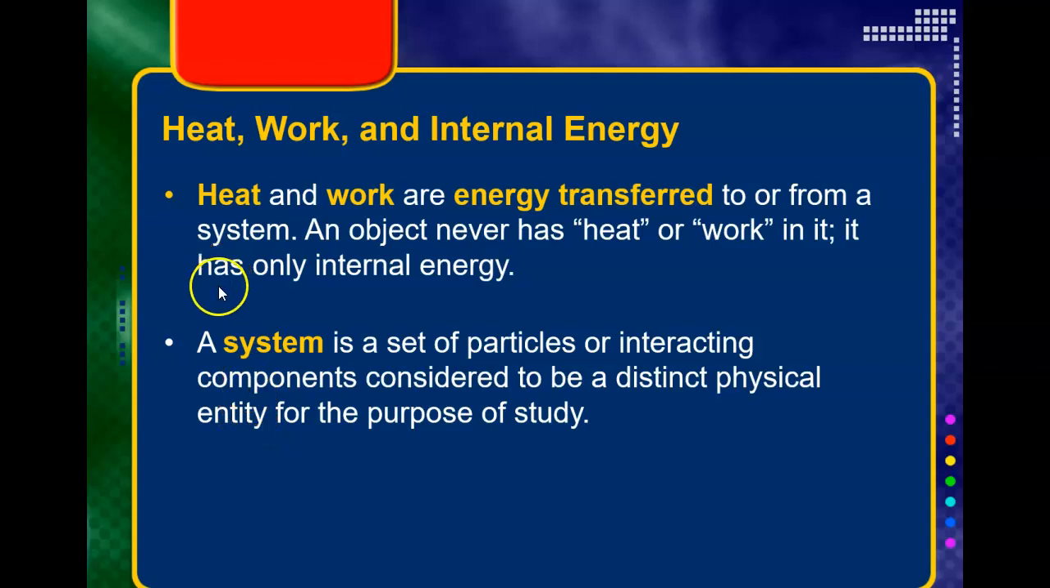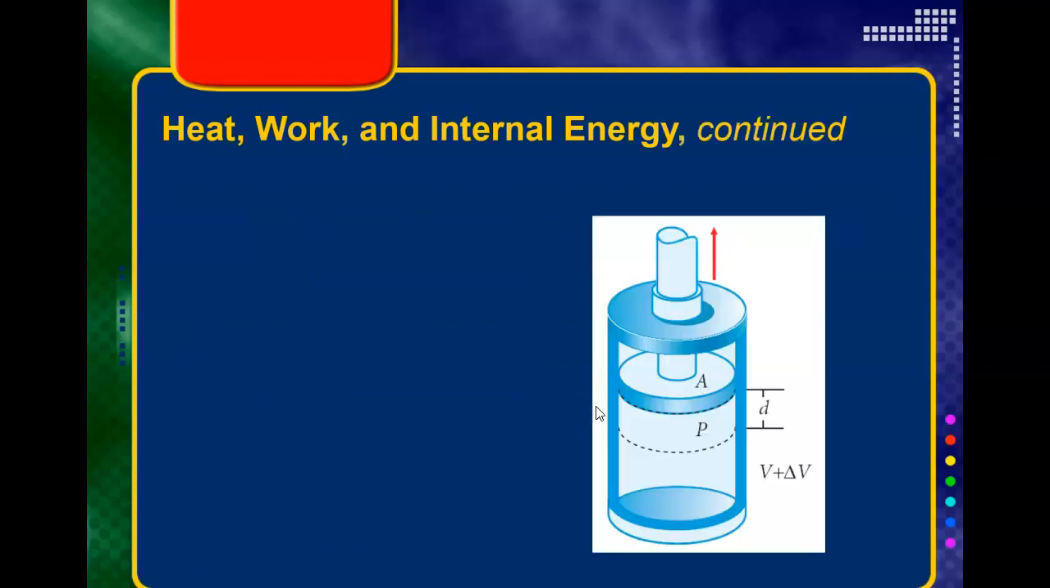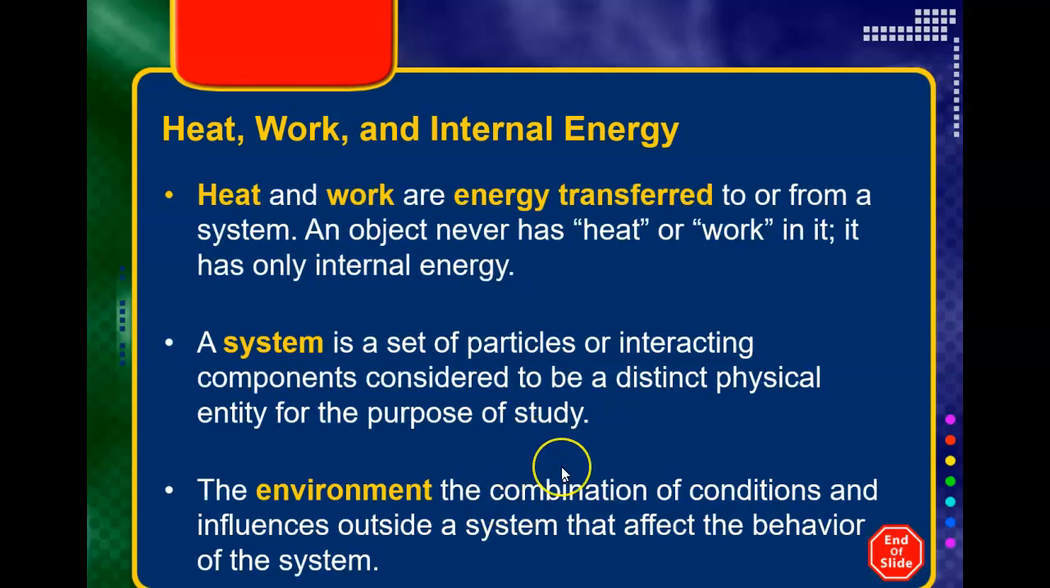Okay, so heat and work are energy, like I said, heat that's transferred to or from a system. So the system is really the object interacting with the environment around it. So this is kind of a big idea here. An object never has heat or work in it. It has internal energy, and that internal energy is determining the transfer of energy, which is heat and work. Okay, so that system is the particles that are interacting with the surroundings. Okay, and the environment is outside.